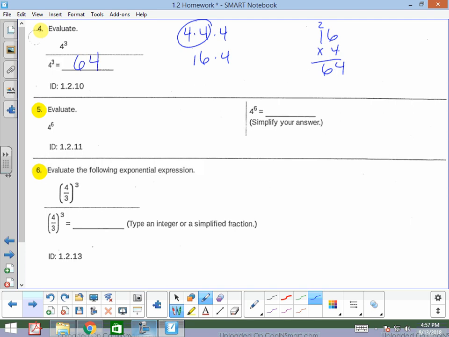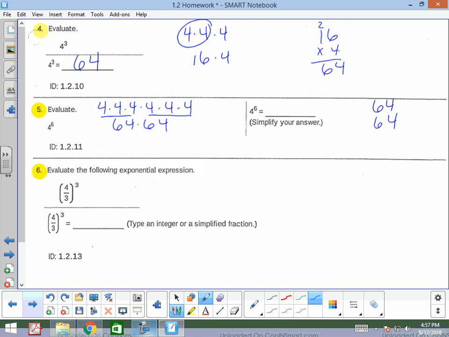Okay, now 4 to the 6th. That's 4 times 4 times 4 times 4 times 4 times 4. There's 6 of them. So we just figured out that 4 cubed is 64. And this other 4 cubed will be 64. So now we need to multiply 64 times 64.